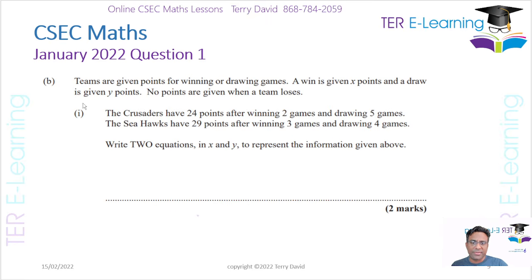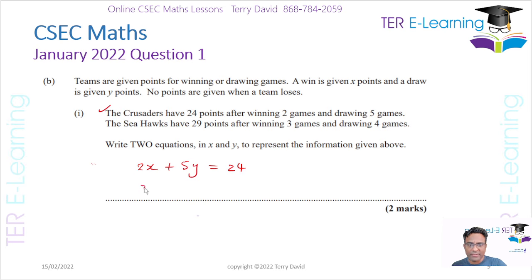The next part: teams are given points for winning or drawing games. A win is given by X points and a draw is given by Y. No points are given when a team loses. The Crusaders have 24 points. So they want two equations in X and Y to represent the information. Let's start with the Crusaders. They have a total of 24 points. So if they won 2 games, it means they would have gotten 2 times X points, plus they drew 5 games, so it's 5Y, and that is equal to 24 points. So that's for the Crusaders.